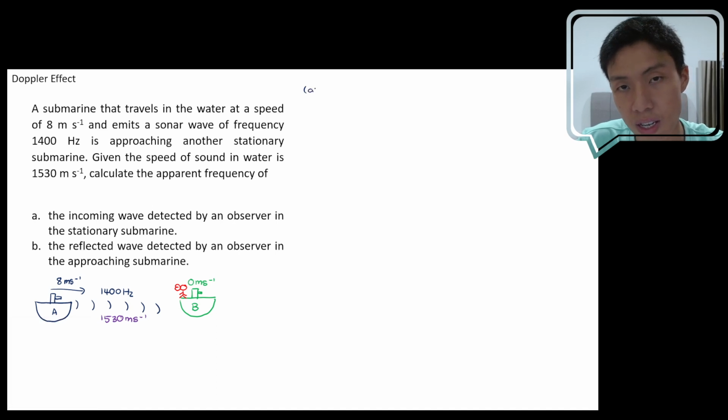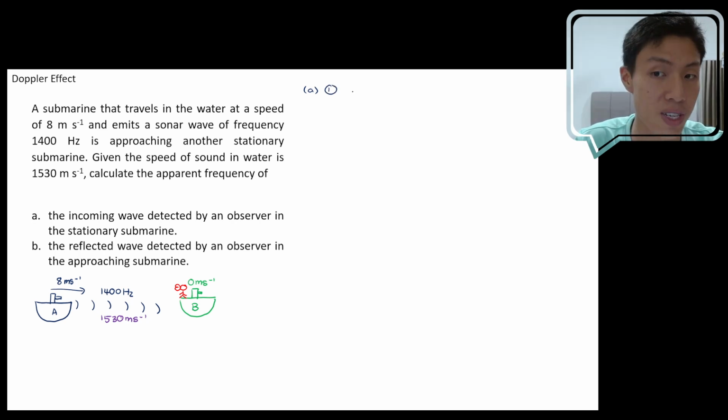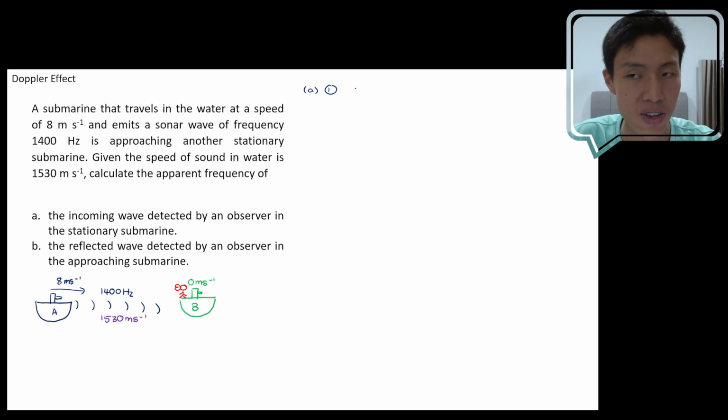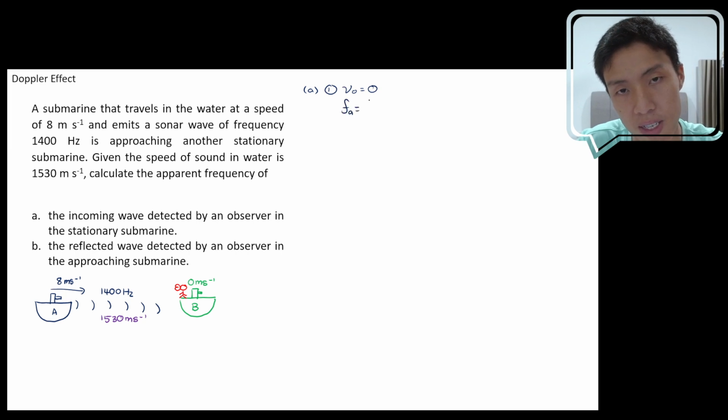For question A, again, let's determine who is moving and who is not moving. We see that the observer is not moving, because the submarine the observer is on is stationary. So V observer will be equal to 0. So your equation will be simplified to become FA equals V plus minus VS, times F.